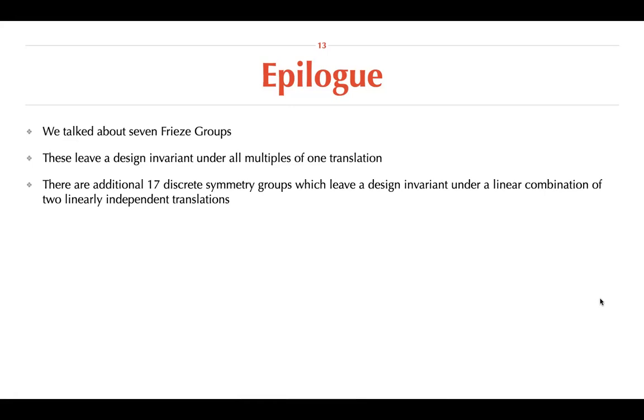So in this case, the design was invariant when you make a translation in the, let's say, x-axis, but then there are also 17 discrete symmetry groups which leave the design invariant when you make a sort of combination of movement along x and y axis together. Okay, so that we'll talk about in the next talk.